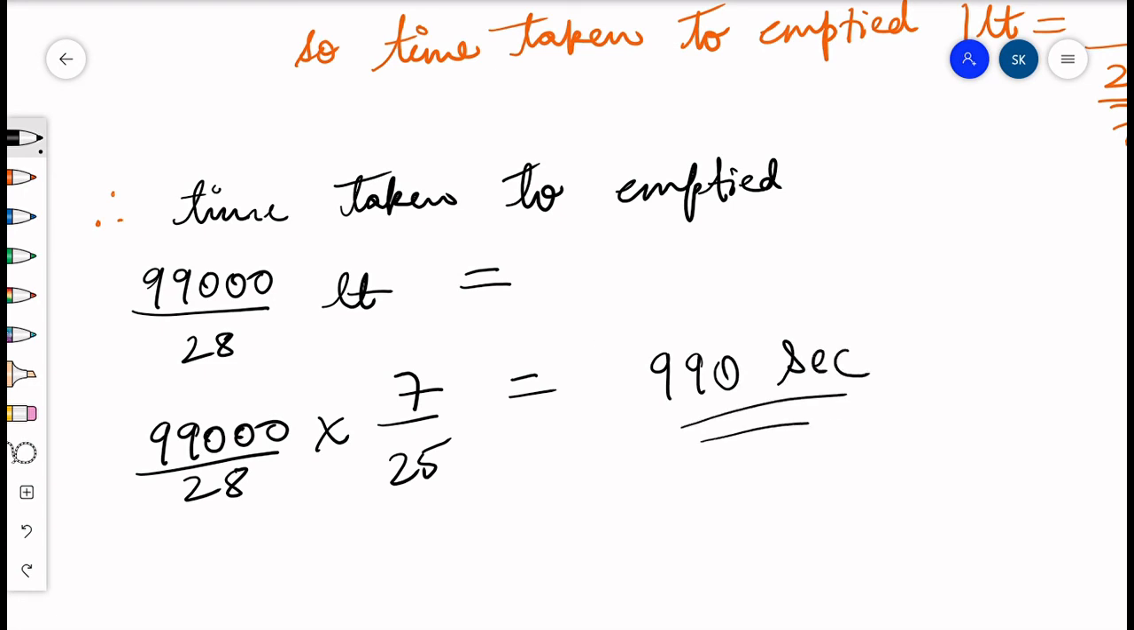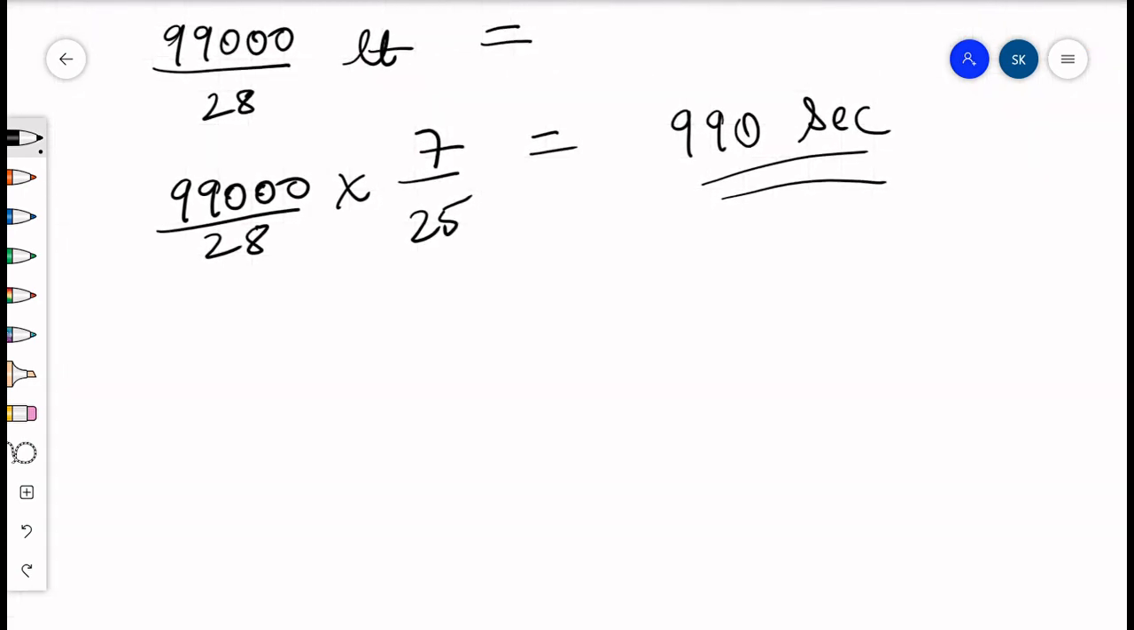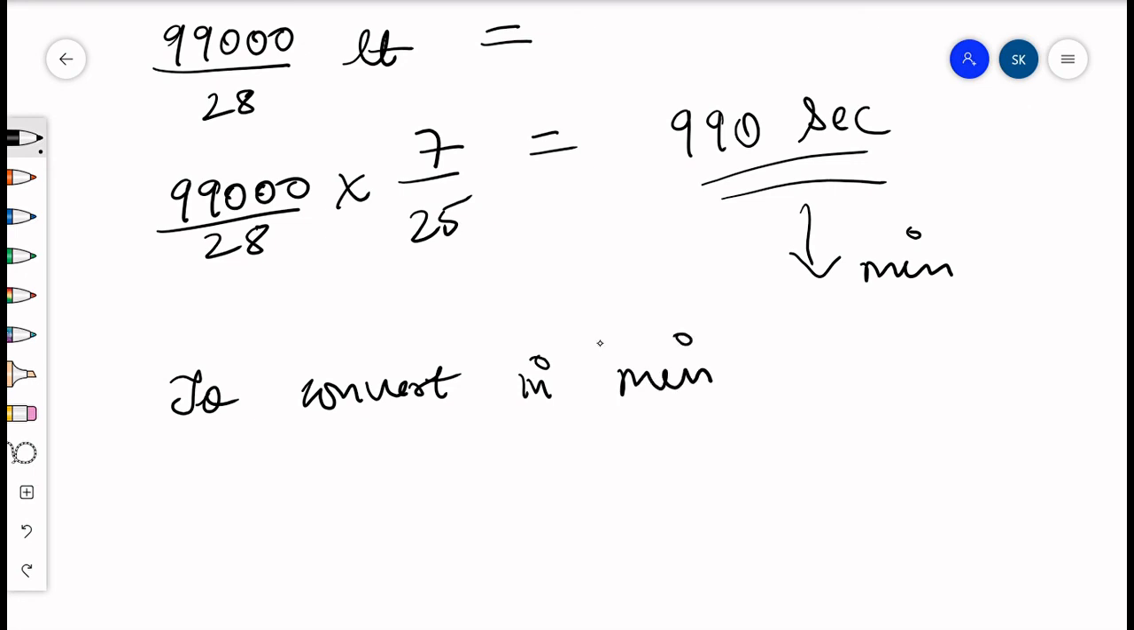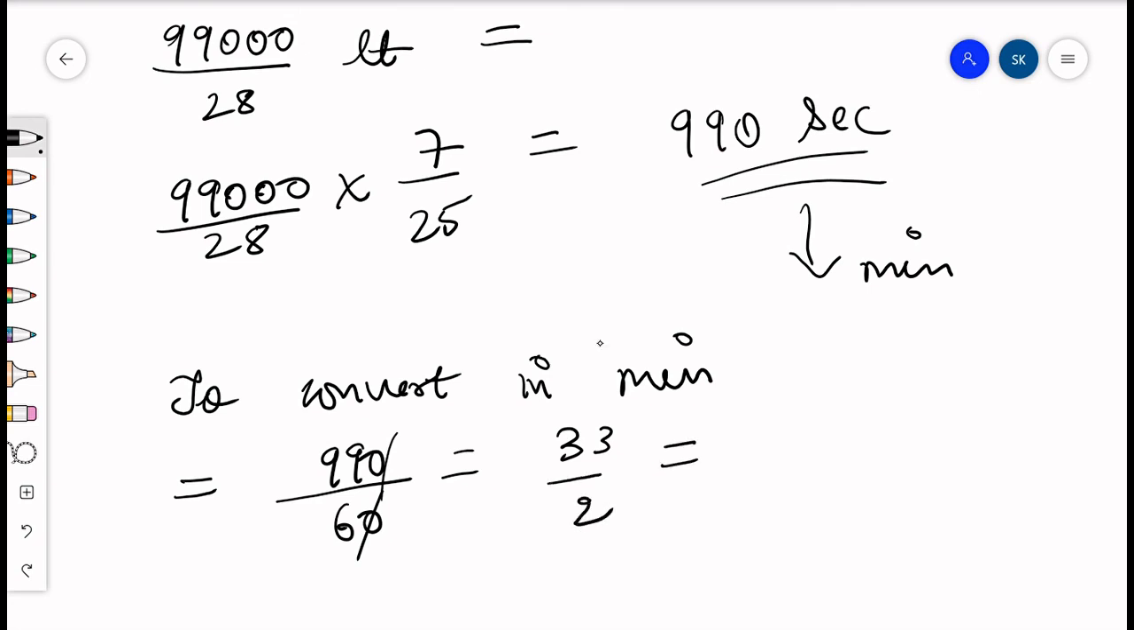990 seconds. Now, if you want to convert this second to minutes, we can do this. To convert in minutes, it will be 990 divided by 60. 0 gets cancelled. You get here 33 by 2, which in turn is 16.5 minutes. Okay, so this is your answer in minutes.